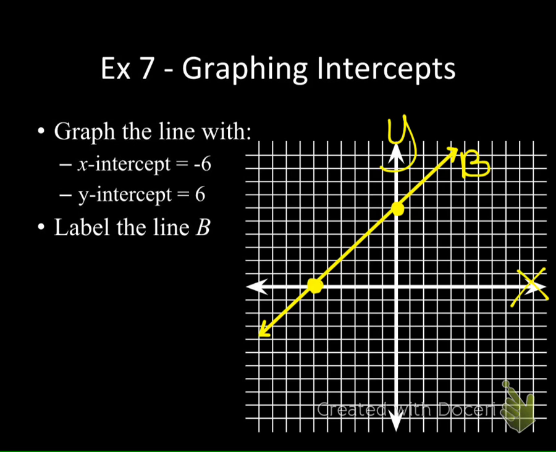So you're going to graph on the x-axis the x-intercept, -6. Start at the origin. If you're going to go -6, which way do you go? Yeah. So that's going to be your first point that you plot. 1, 2, 3, 4, 5, 6, right there. So your point will be right on the arrow. Then your y is +6. So you start at the origin and you count up, right?